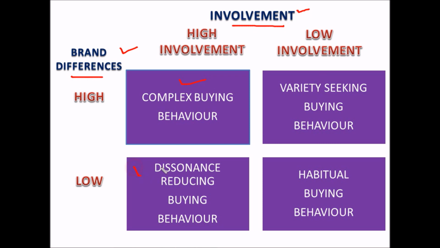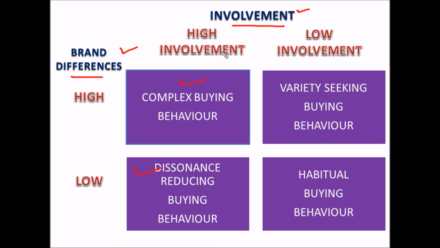Second is dissonance reducing buying behavior. Here the main focus of the customer is to reduce the post-purchase dissonance. Once the product is purchased, the customer should not feel any kind of negative things about that product. So these also include high involvement of the consumer, but the brand differences are very low. For example, floor tiles and carpets, which are available in ample designs, but the main focus is on the quality of the cloth, the quality of the product, the design of the product, etc. So the brands are not given much preference over here, but there is high involvement.